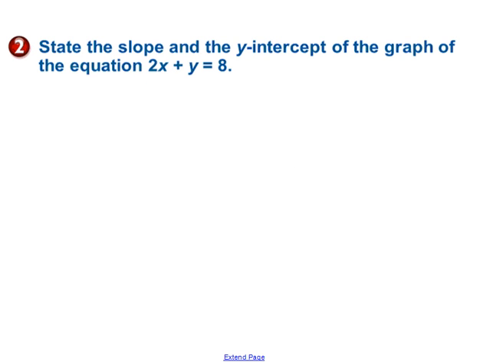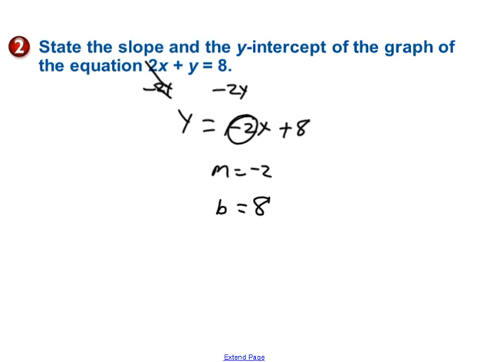State the slope and the y-intercept of the graph of the equation 2x plus y is equal to 8. I must write it in that y equals mx plus b form. To do that, I'm going to subtract 2x from both sides. These, of course, will cancel. Just leave y, and it would be equal to -2x plus 8. So m would be equal to -2, and the y-intercept, or b, would be equal to 8. So the slope is -2, and the y-intercept is 8.